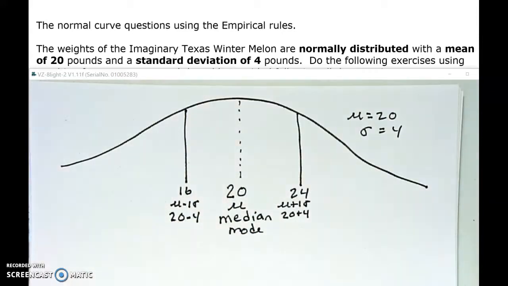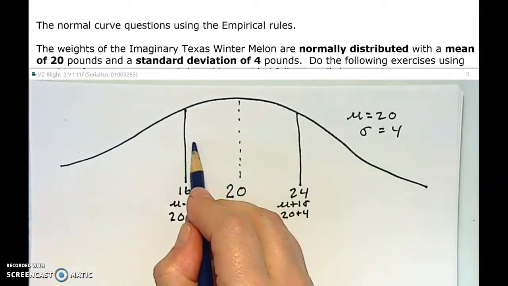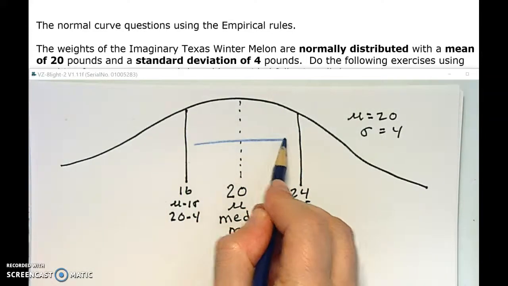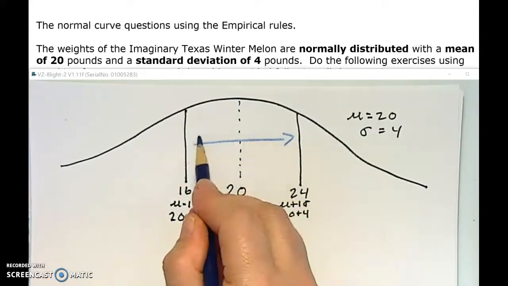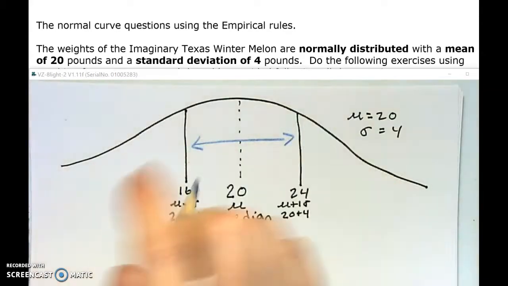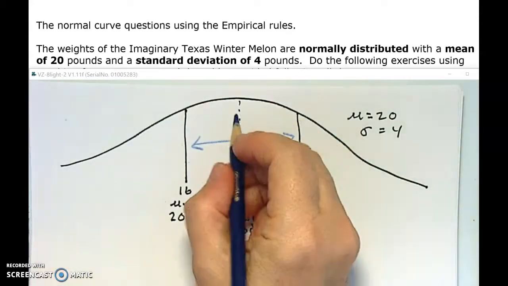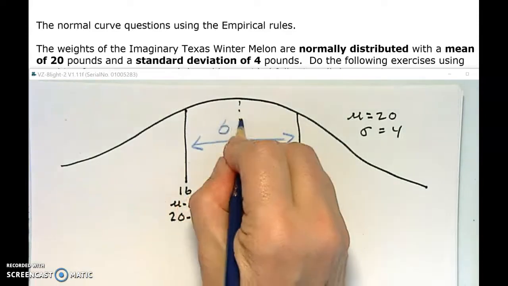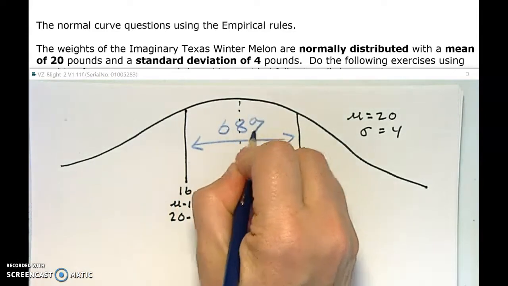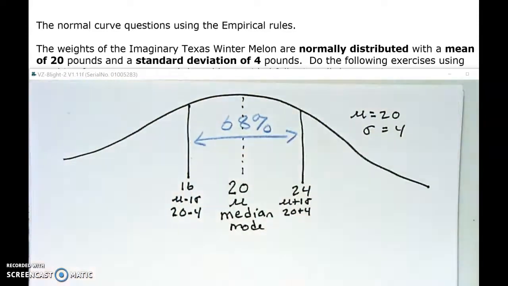And what we know from the empirical rules is that 68% of all of our winter melons are going to weigh between 16 and 24 pounds. You read that in your book before watching this video, hopefully. 68% of the winter melons are going to weigh between 16 and 24 pounds.